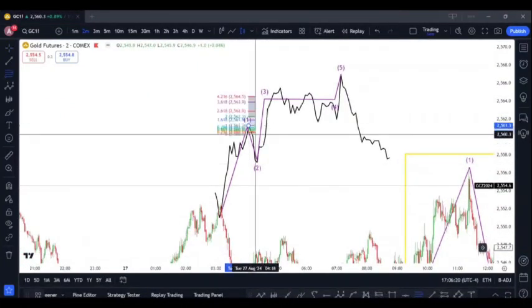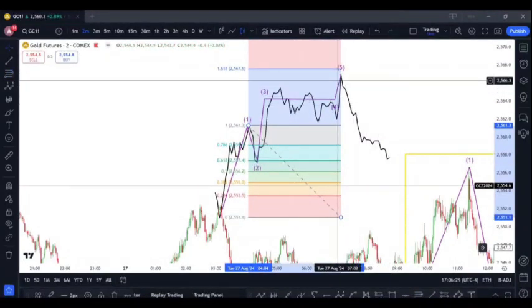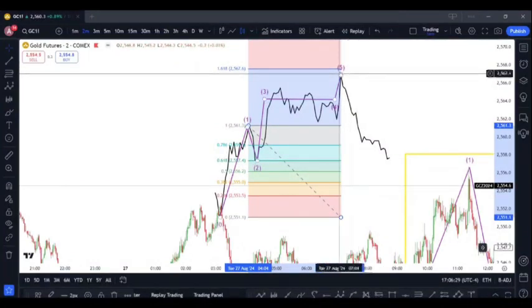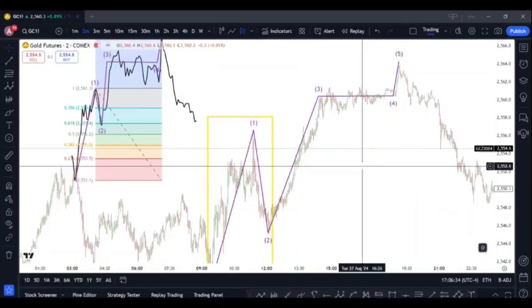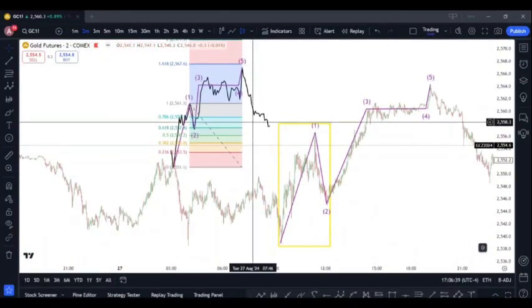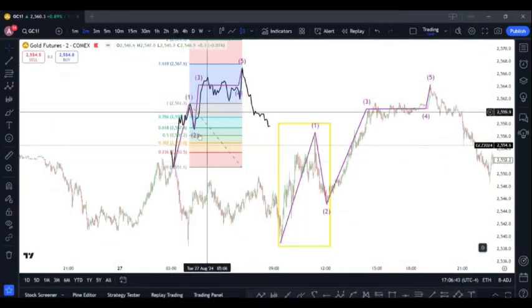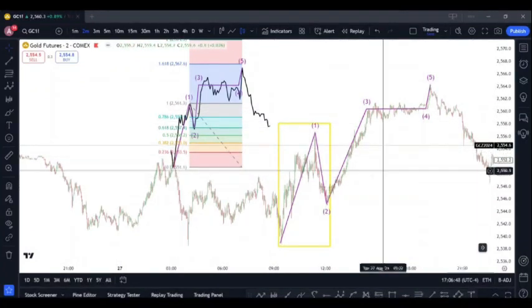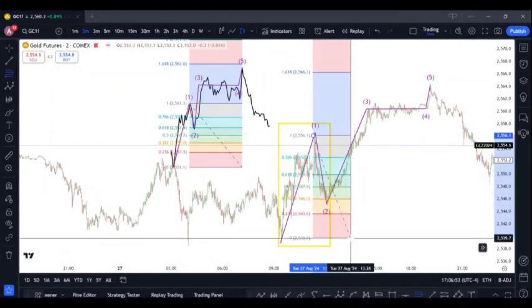So I will take my Fibonacci from 1 to 0. Almost, the price another time came to the level 1.618. It didn't touch the level, and then the price went down. Right here I will do the same thing. Always keep in mind that there is a mirror between our fractal and the chart. So what I do on the chart, I will do on the fractal and vice versa. I will take my Fibonacci from 1 to 0.